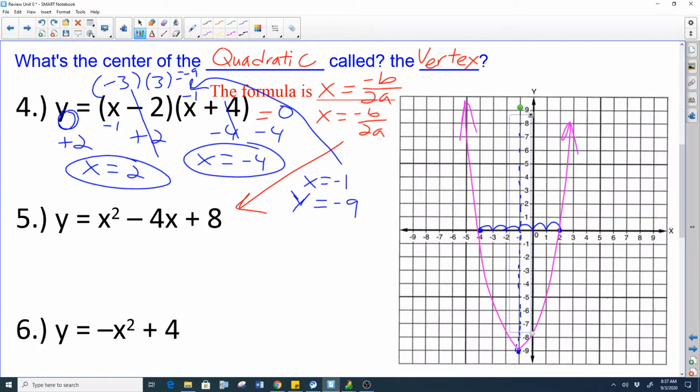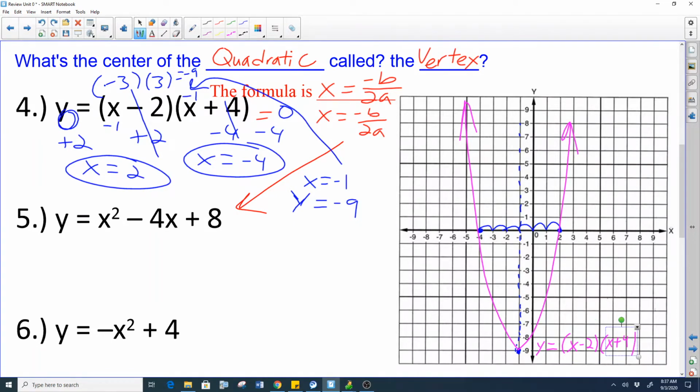So that one we can go over here. We can even write it out. You should probably do it. y equals, and that's your x minus 2, and that's your x plus 4. That's the equation. Beautiful.